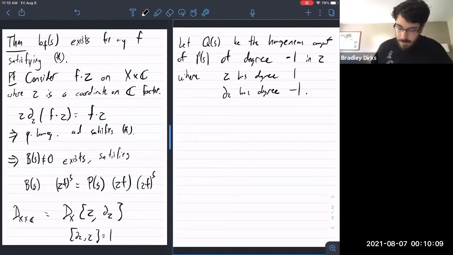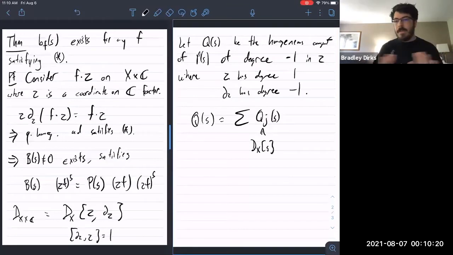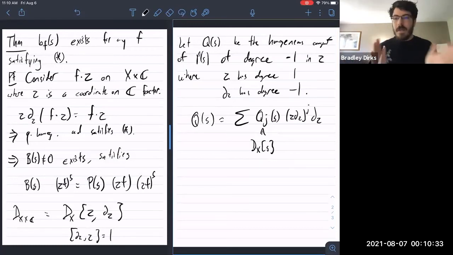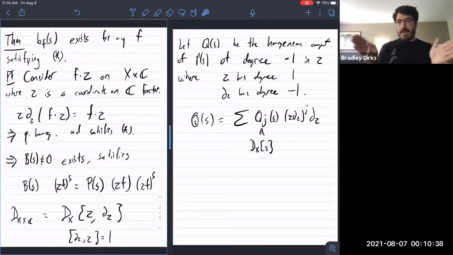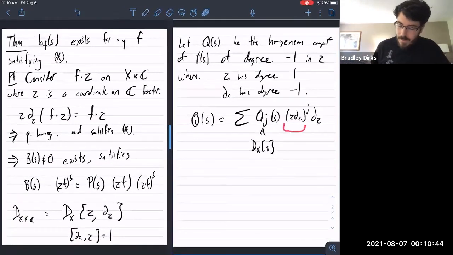Okay, so really what this means is Q(s) is a sum of a bunch of things. There's Q_j(s), where these are only differential operators on X, so they don't involve z or dz. And then there's some power of this z dz to the j. And then there's a dz extra term. Using this commutativity rule, we can always write it in this form, so that the z and the dz are next to each other. It has degree -1 because this part has degree 0, and this one has the -1.